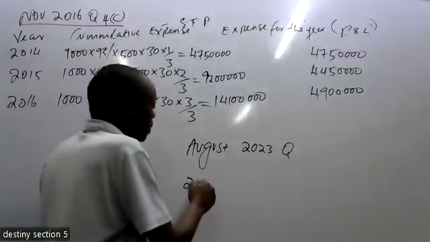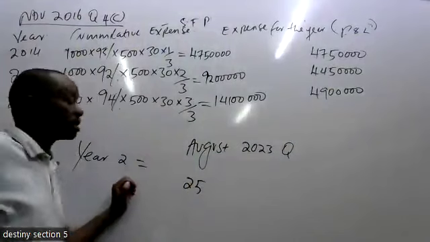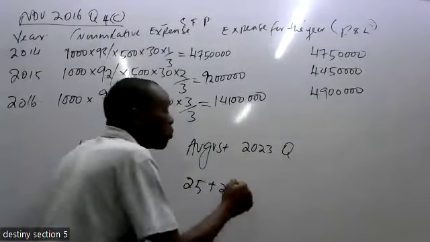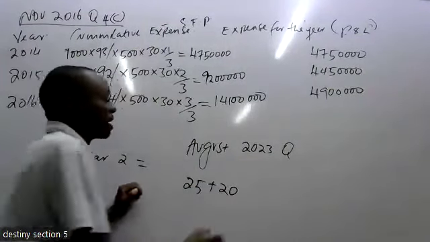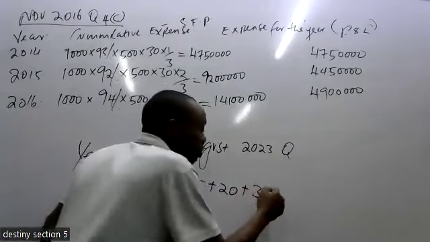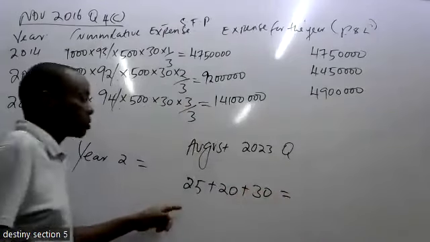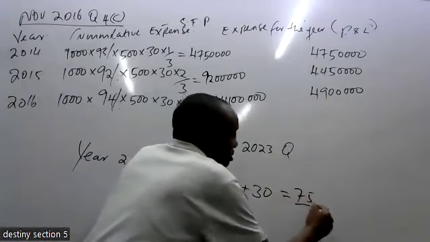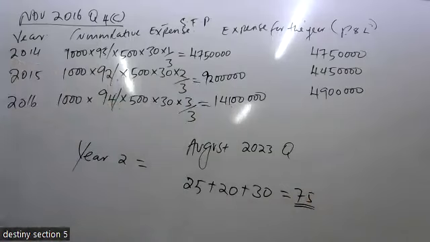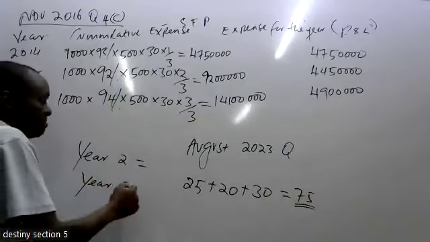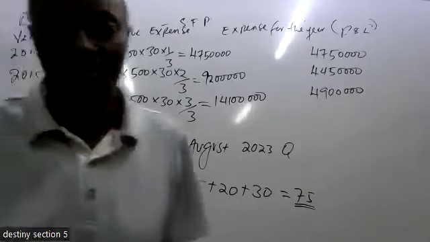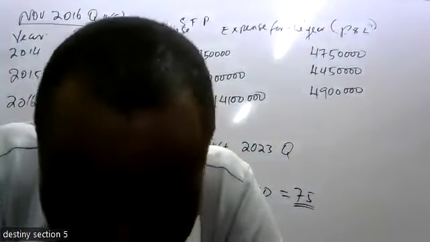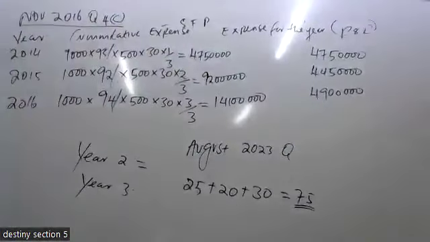Kwa sababu 25 walitoka ukweli ya kabisa year 1, 20 wakatoka ukweli ya kabisa year 2, alafu tuna expect 30 watatoka in year 3. So utatoa 25, 45, 75. Year 3. How many left in year 3 in the real sense?